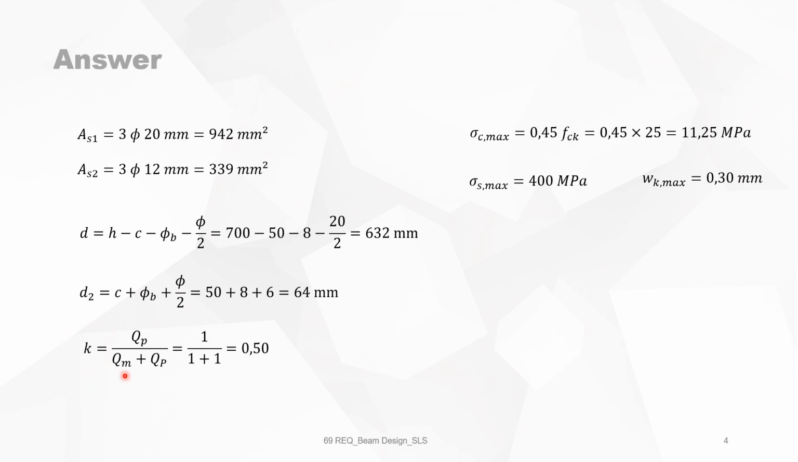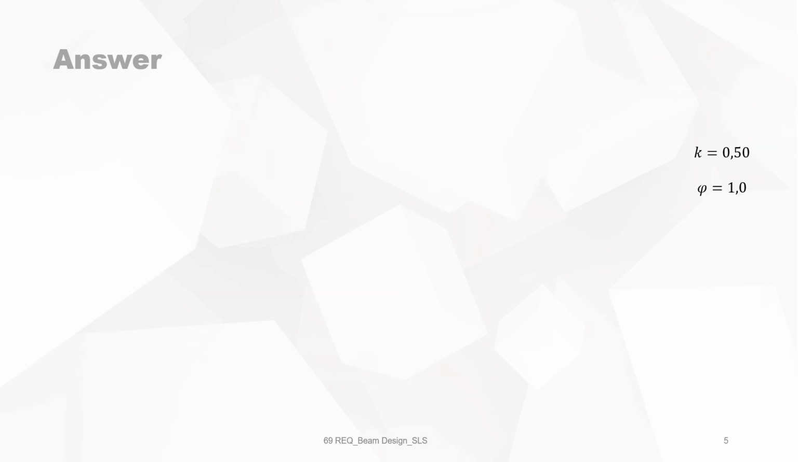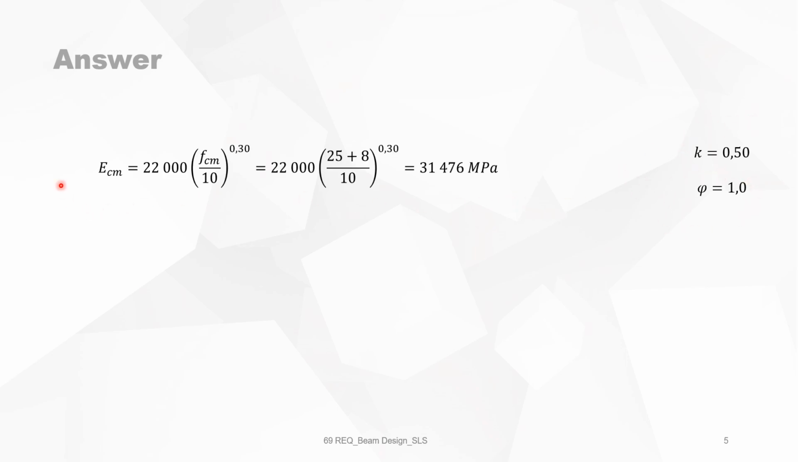The K value is equal to the effect of the permanent loads divided by the effect of the mobile loads plus the effect of the permanent loads. Because in this beam the permanent loads are equal to the mobile loads, this factor K is 0.5. So we got that the K factor is 0.5 and the creep coefficient was 1.